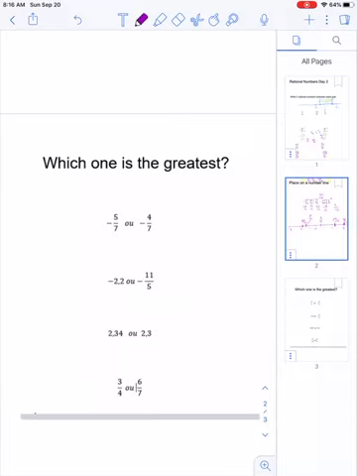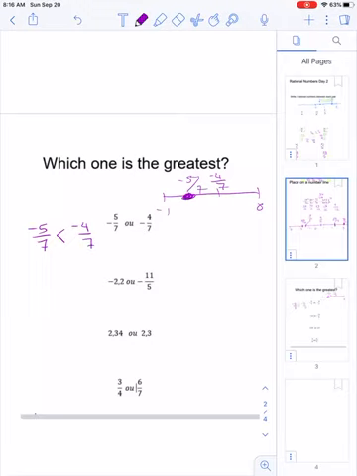Which one is the greatest? If I have negative 5 over 7 and negative 4 over 7, if I place this on a number line, my negative 5 is further to the left, so that means it's smaller. So we would write negative 5 over 7 is less than negative 4 over 7.